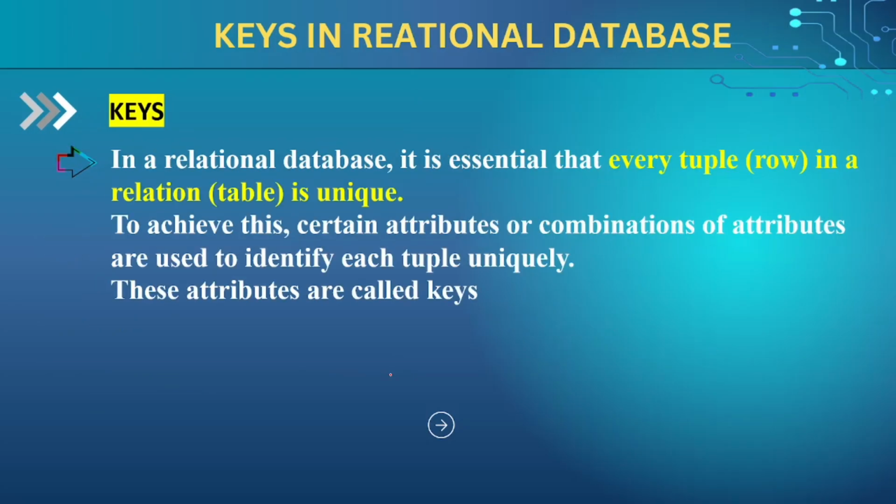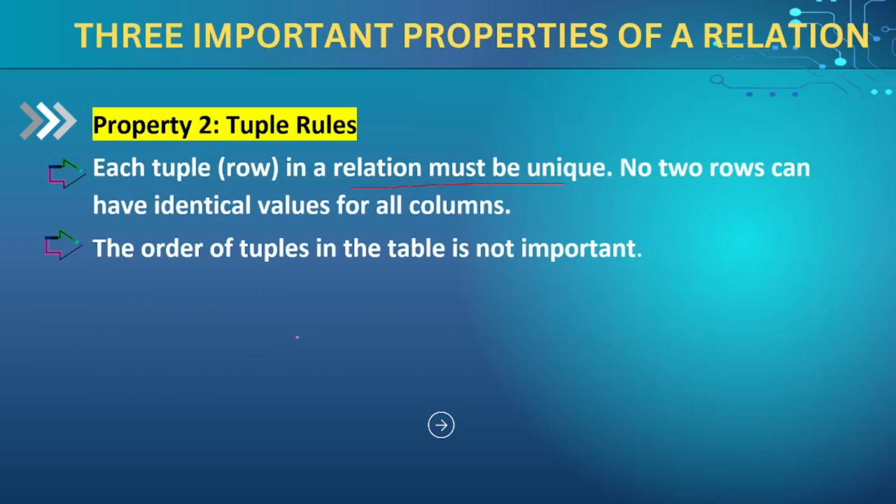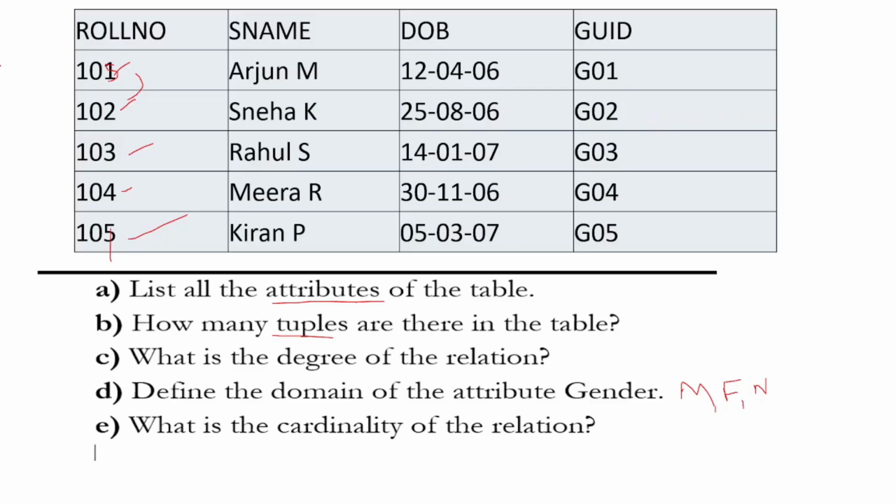Okay, the next one is the key concept. Very important concept. The meaning of keys is that in a relational database, it is essential that every tuple or row in a relation must be unique. To achieve this, certain attributes or combinations of attributes are used to identify each tuple uniquely. If you see the table here, which columns have unique values? Obviously the roll number. And student name, sometimes you may get the same name, right? Same initial is also possible. So you can't accept the name as a unique value.